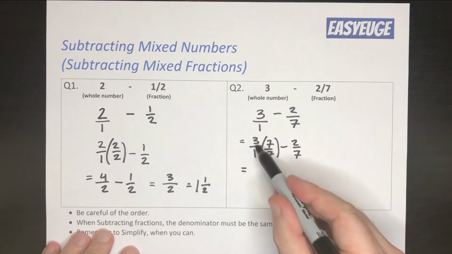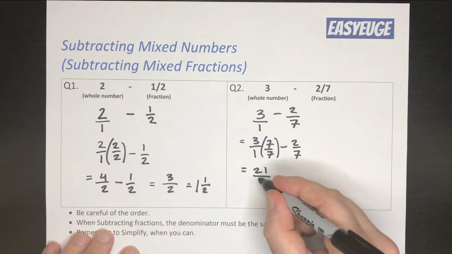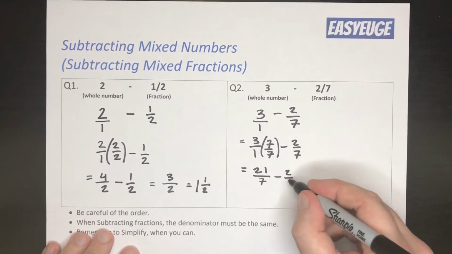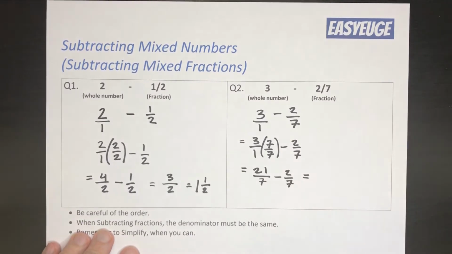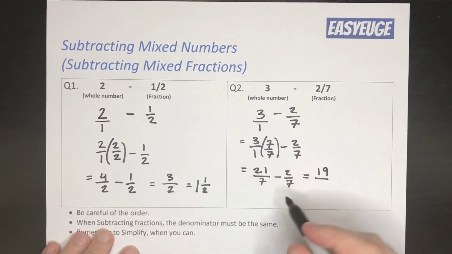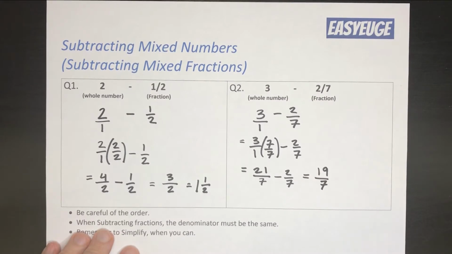Let's work that out. 3 7s are 21. 1 7 is 7. And let's take away 2 7s. And we very simply just go straight ahead and subtract. 21 take away 2 is 19, and the 7 carries straight over. So the answer is 19 over 7. And again, this is an improper fraction, and remember, we need to simplify where we can.